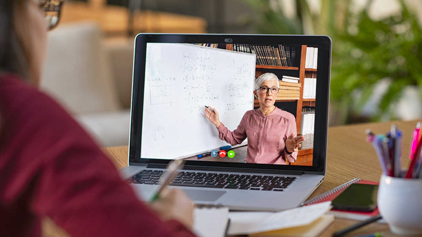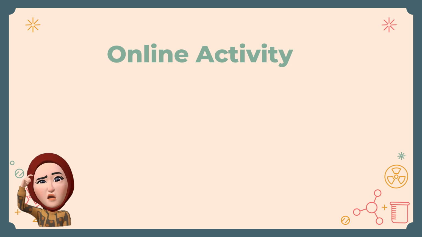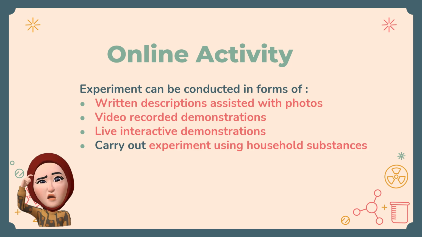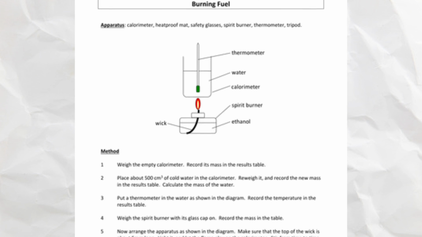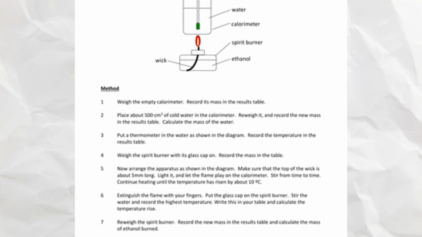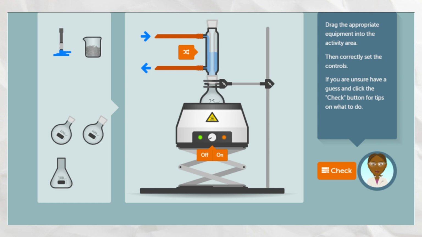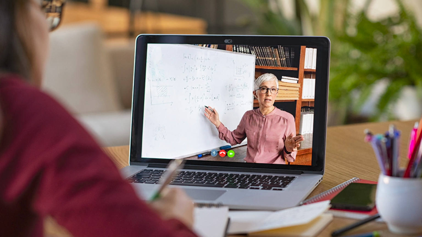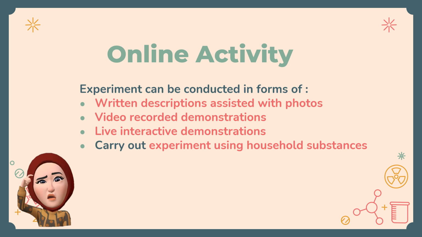Technical progress and the development of modern information and communication technologies, ICTs, created a wealth of opportunities to introduce students to practical aspects of chemistry during distance learning lessons. Experiments can be introduced in the forms of written descriptions assisted with photos, video recorded demonstrations, and live interactive demonstrations. As an alternative, students can carry out experimental work at their homes by using household substances.